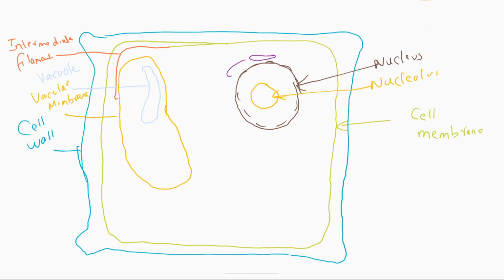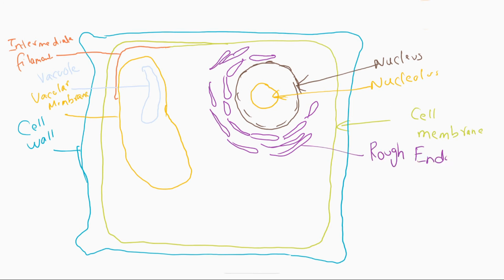The rough endoplasmic reticulum is present around the nucleus. These are rough endoplasmic reticulum. And the chloroplast is present in the plant cell. Chloroplast.